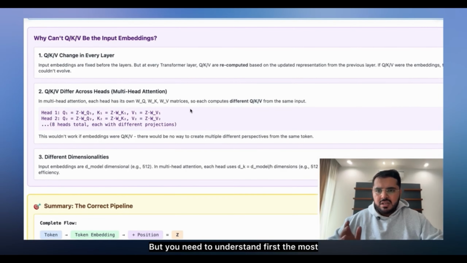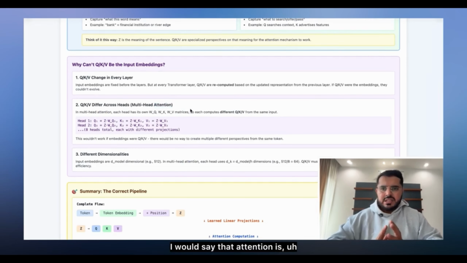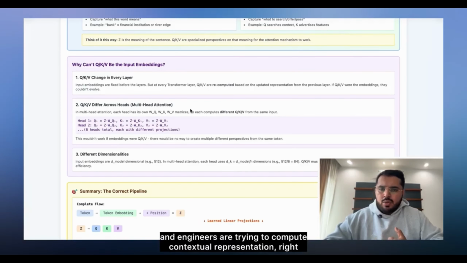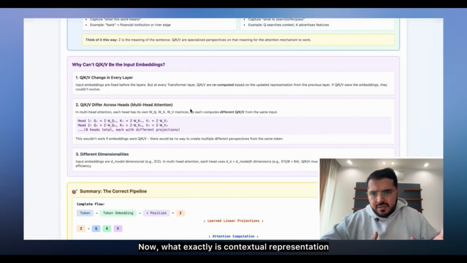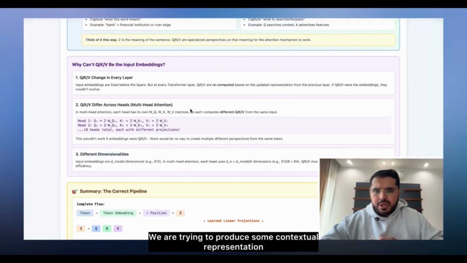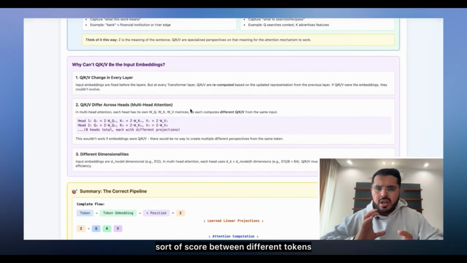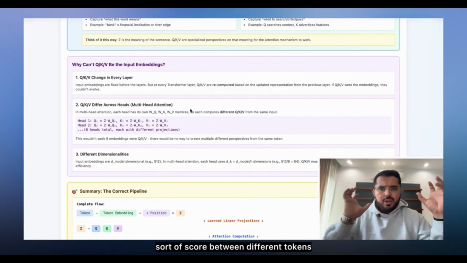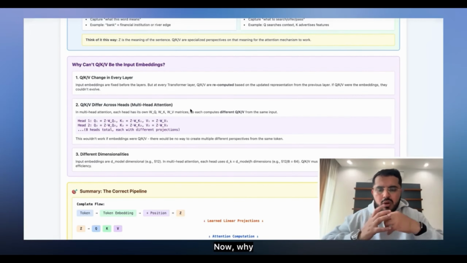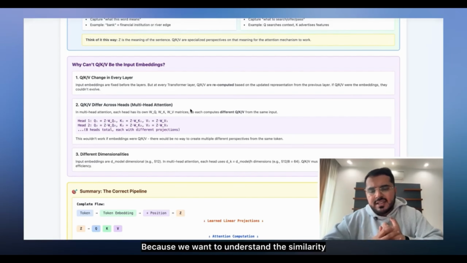You need to understand first the most basic keyword: attention. Attention is a phenomenon or a mechanism where we, as scientists and engineers, are trying to compute contextual representation. Right now, what exactly is contextual representation? We are trying to produce some contextual representation, some sort of similarity, some sort of score between different tokens, different pairs of tokens. Now, why? Because we want to understand the similarity.